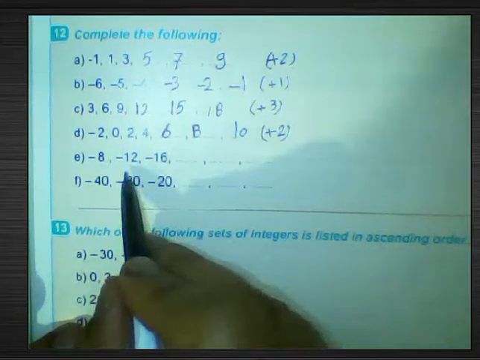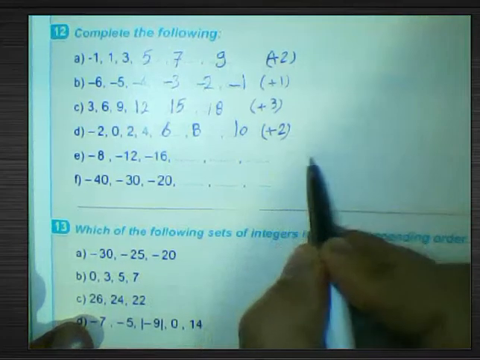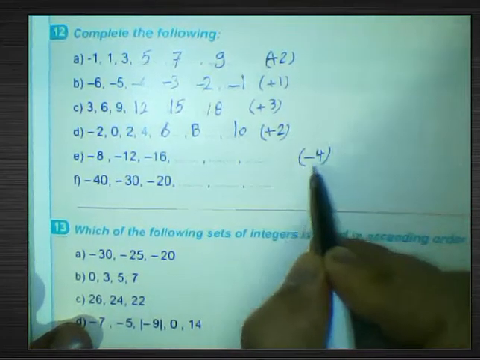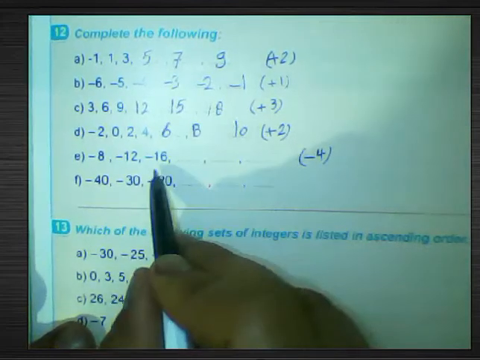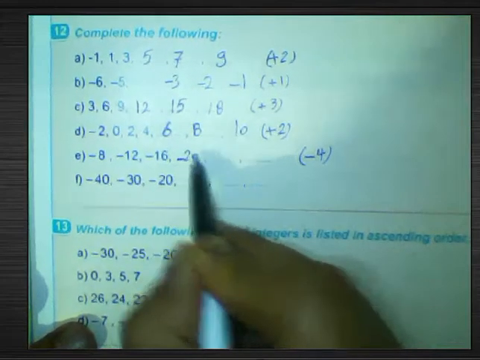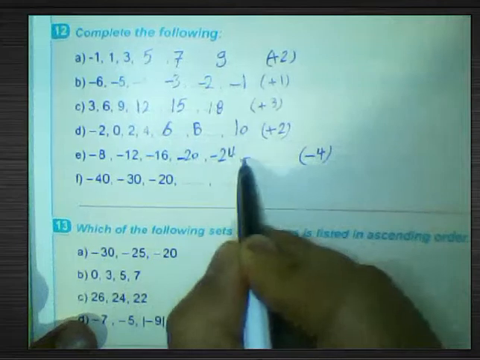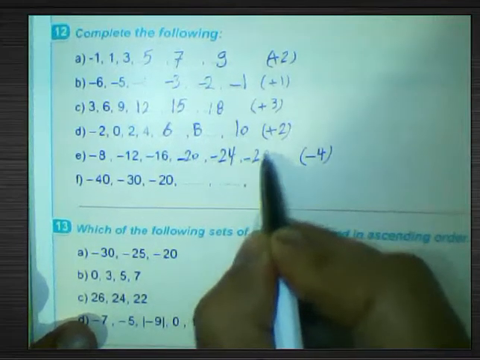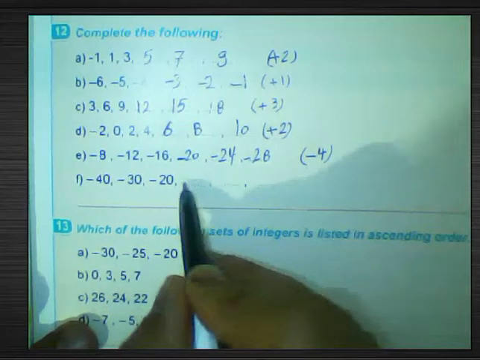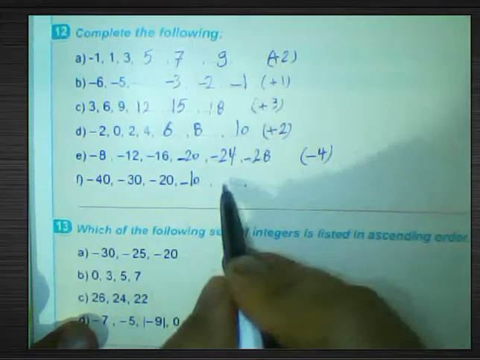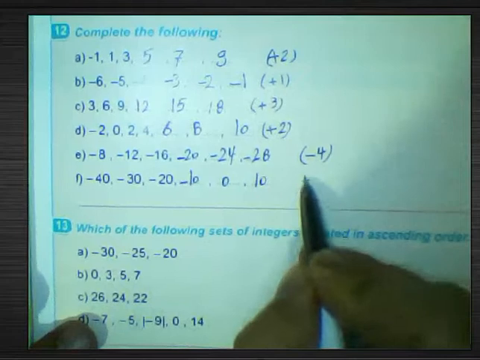-8, -12, -16. The constant value will be -4. -16 minus 4 will be -20, -24, -28. -40, -30, -20, -10, 0, and 10. He adds 10.